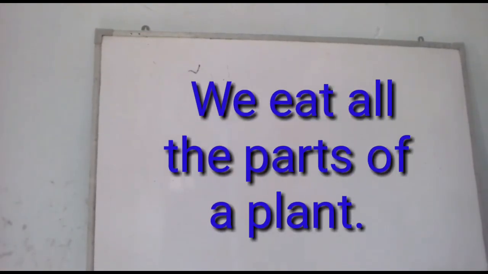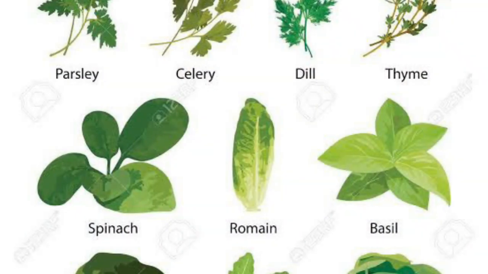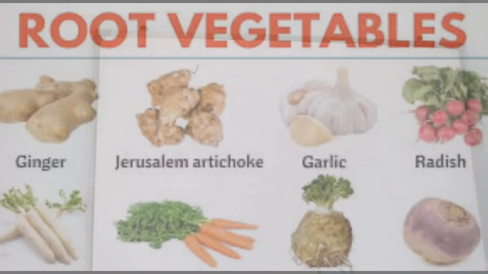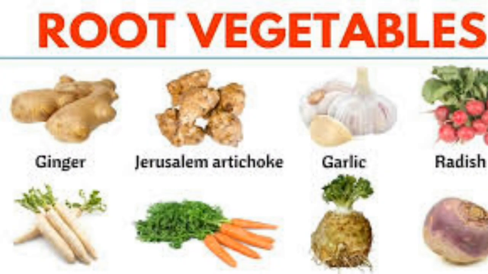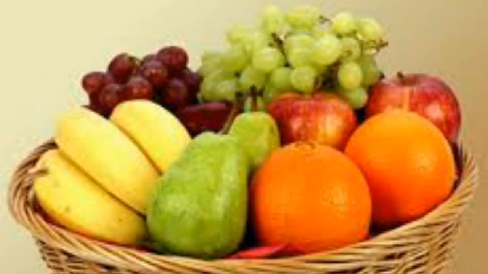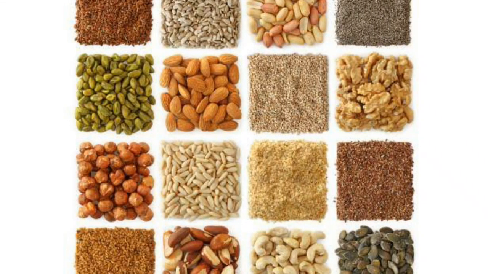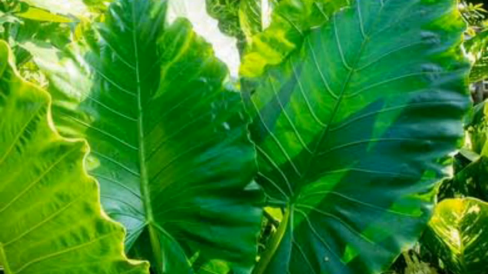We know that we eat all the parts of a plant. For example, we eat spinach or palak leaves, lettuce leaves. We eat the stem, for example sugar cane. Then we eat the root, an example of which is carrot. We eat fruits like banana, apple, oranges, peaches, plums, etc. We also eat seeds of peas, then seeds of rice, wheat, jowar, corn. These all we eat.